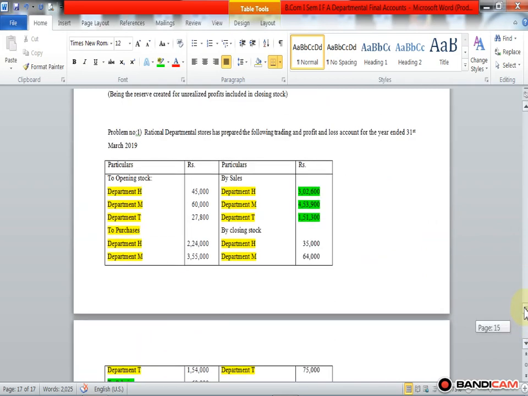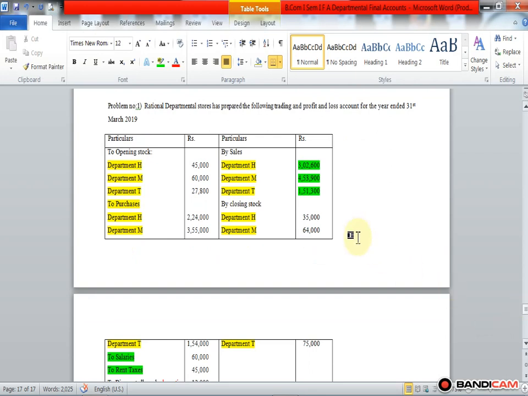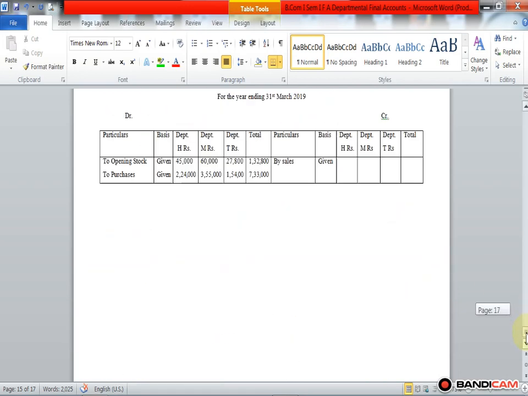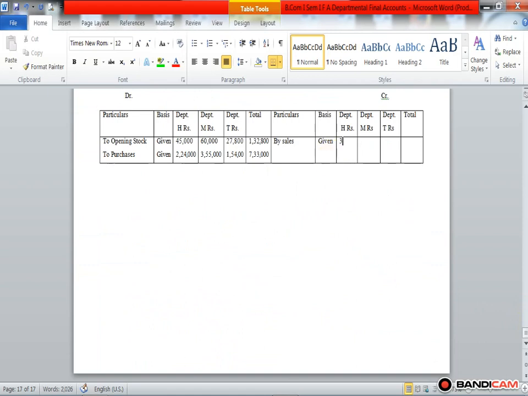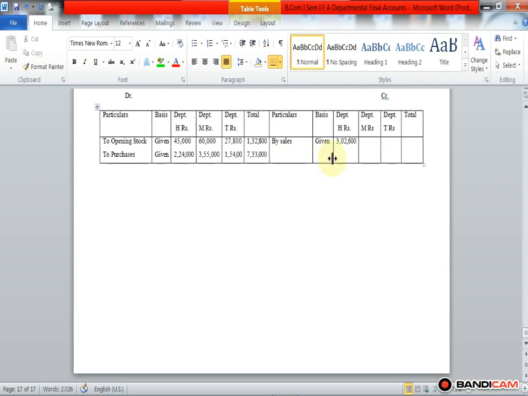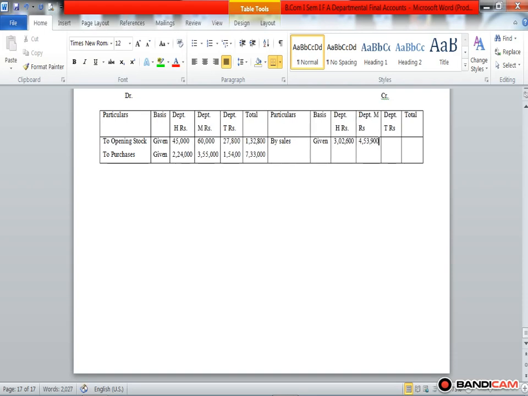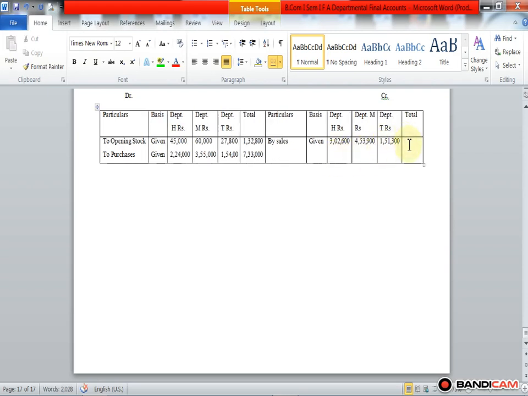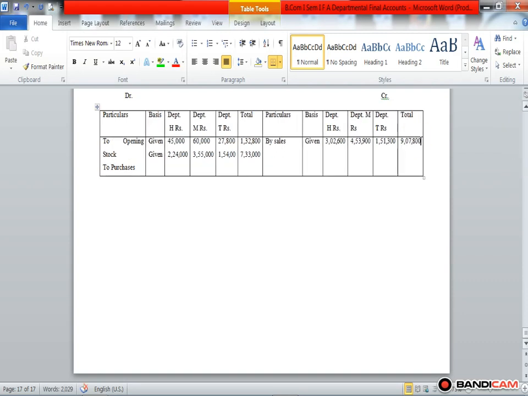So amounted to rupees 3,02,600 for Department H, 4,53,900 for Department M and 1,51,300 for Department T. Total of sales is equal to 9,07,800. Then we transfer the closing stock.